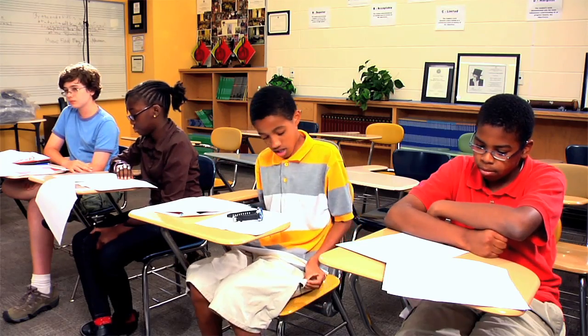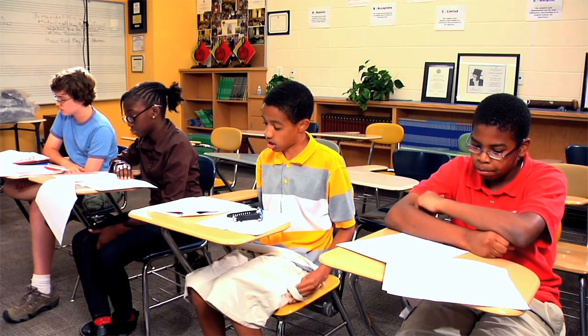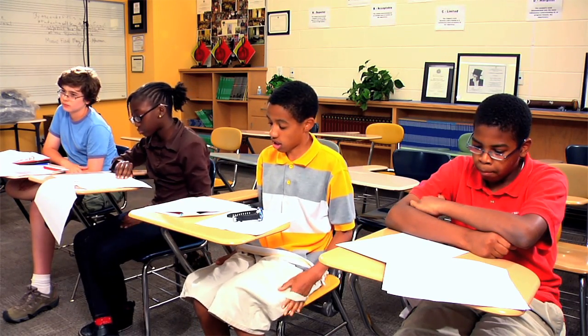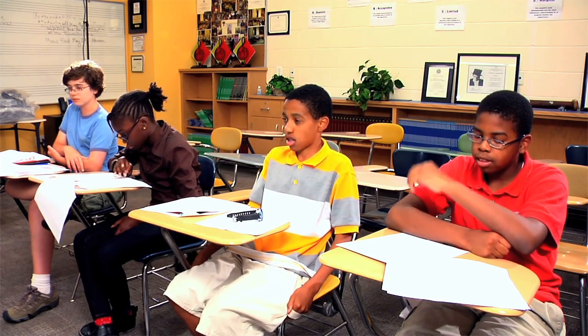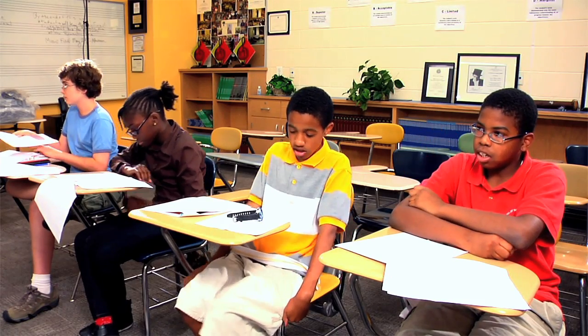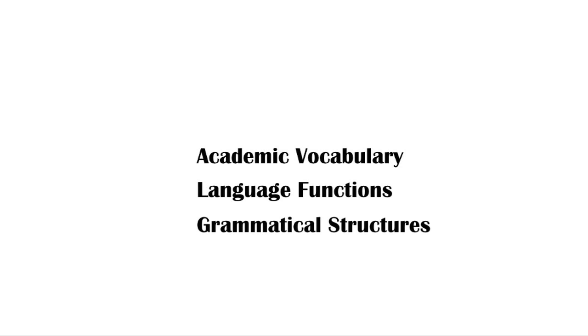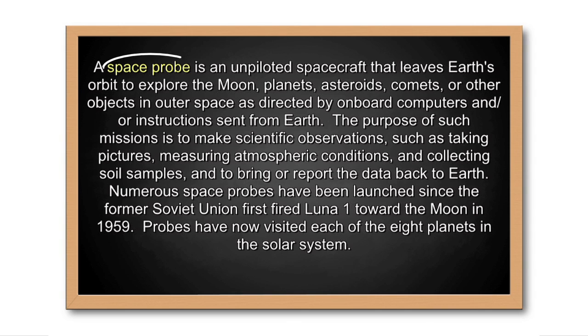To understand academic texts, students need to be able to figure out what the text is trying to accomplish, its function or purpose, and to recognize the grammatical patterns or structures that help meet that purpose. Let's mark up the text to show you these three features: academic vocabulary, language functions, and grammatical structures. The vocabulary term space probe can be difficult for middle school students. It has a specific meaning in science, but is made up of two words that have everyday and academic meanings.